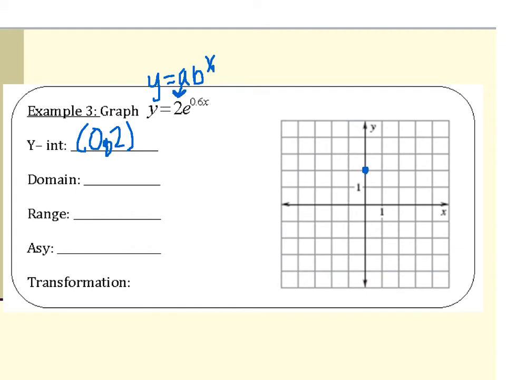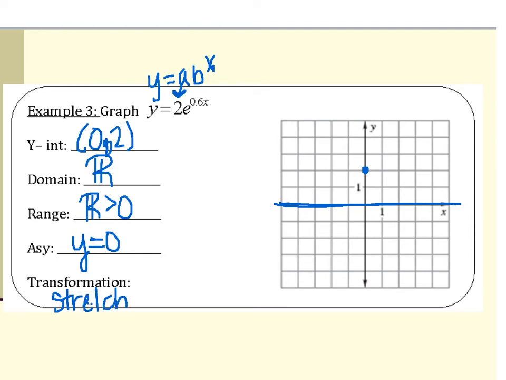Okay. My domain is still going to be all real numbers. My range, since I didn't reflect this across the x-axis, is still going to be all real numbers greater than 0. And my asymptote is still going to be the line y equals 0. So let's draw our asymptote in right now. So there's my asymptote. A transformation, we know since a is 2, that we've got a stretch of 2.